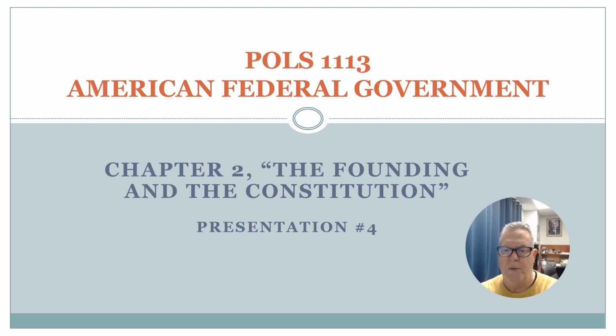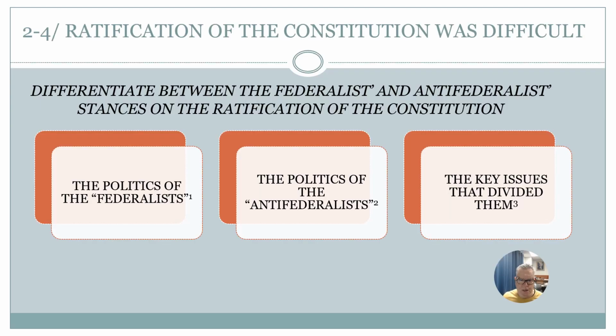All right, welcome back. This is the fourth presentation of Chapter 2, the Founding and the Constitution. We've been talking about some of the different key architectural elements of the Constitution, just what Articles 1 through 7 were designed to achieve. Talk briefly about basically the politics of the Federalists and the Anti-Federalists, who were the two principal groups that organized around the idea of this campaign to secure ratification.